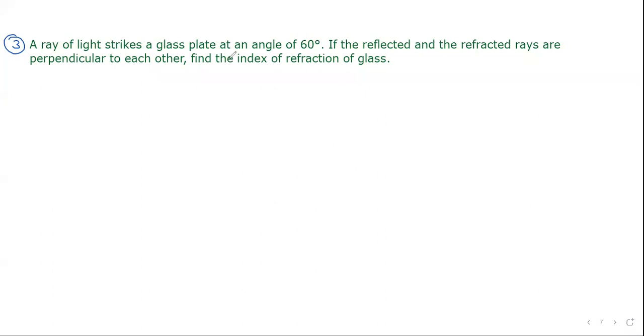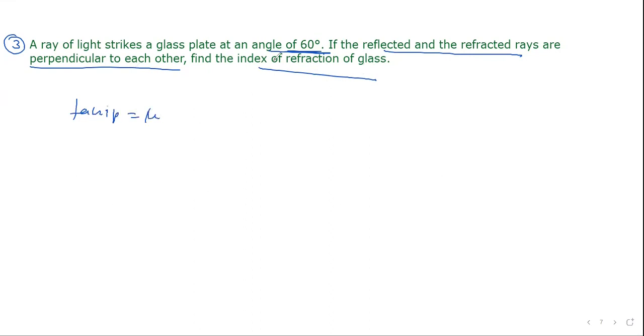Okay, let's see this question. It says that light strikes a glass plate at an angle of 60 degree. Angle of incidence is given. If the reflected and refracted ray are perpendicular to each other, it means again the angle of incidence is the polarizing angle. Because we know that when light is incident at the polarizing angle, the reflected and refracted ray are always perpendicular to each other. Find the refractive index of the glass. So it's the general formula only. So tan IP should be equal to mu. This is the condition.